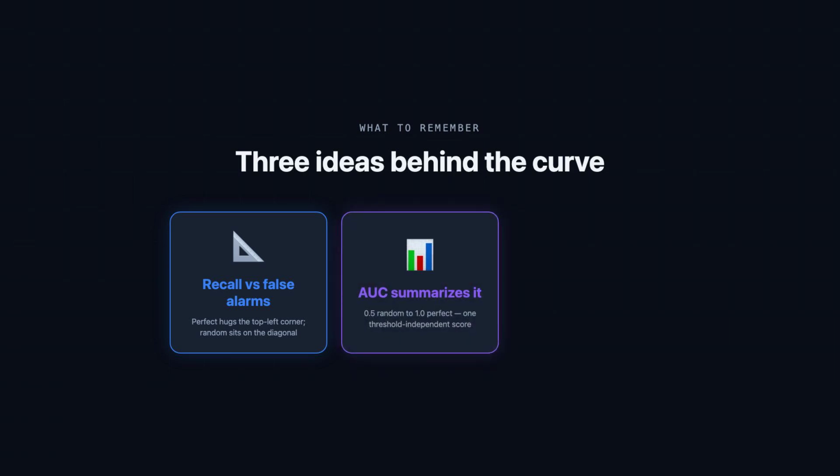Second, the AUC summarizes it all. It runs from 0.5 for random up to 1 for perfect. It doesn't depend on any single threshold, and that makes it the go-to number for comparing models at a glance.